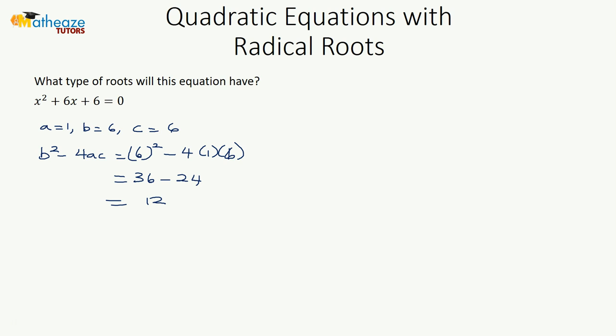Because 12 is not a perfect square, and by that we mean a perfect square would be a whole number that multiplies by itself to give you the specific number. In this case, we have 12, and we cannot find a number that multiplied by itself gives you 12. Therefore, 12 not being a perfect square is going to give you radical roots for this quadratic equation.